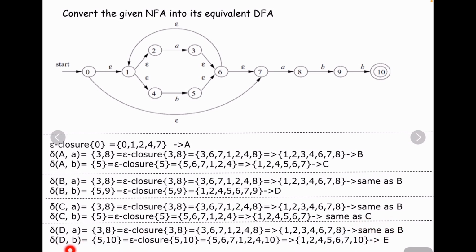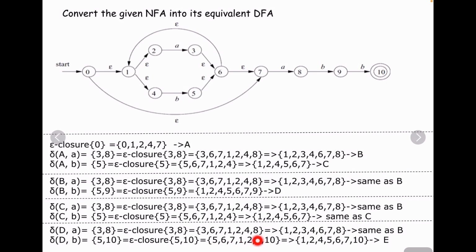Another one is D comma B. So the transition on input, delta of D comma B. D is nothing but 9, right? One is on 4, another one is 9. 9 on B will go to 10, and 4 on B will go to 5. So that's the reason you will get 5 comma 10. For that you have to find the epsilon closure again. The epsilon closure of 5 is 5, 6, 7, 1, 2, 4.